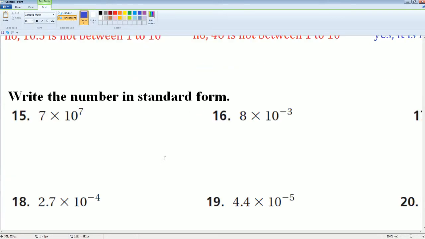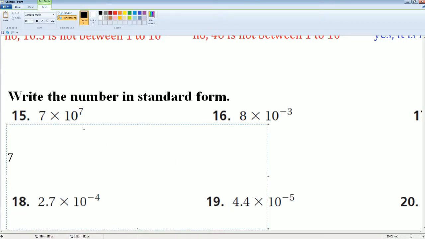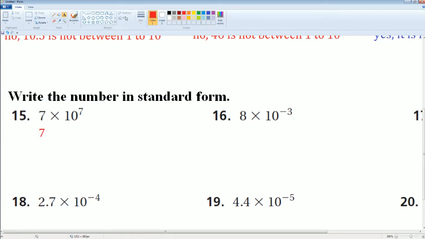Let's write this number in standard form. So let me just write the number out first. It is 7. Let's just make it red. Yeah, 7. Good. Then we want to put the decimal. Where's the decimal here? The decimal's right there, at the end. And we want to move it 7 places. That is to the right because it is positive. So let's do that.